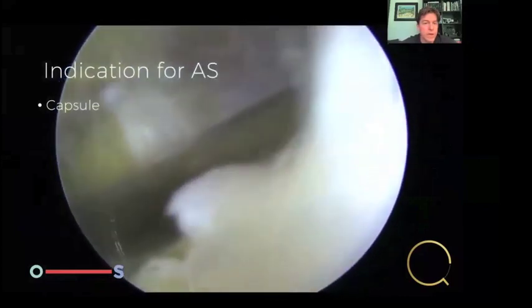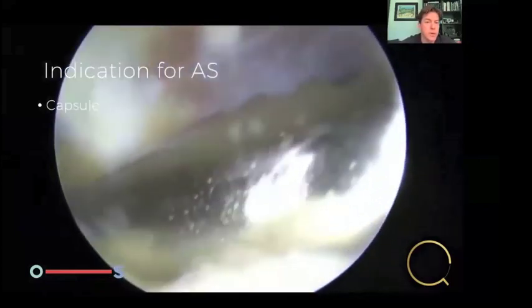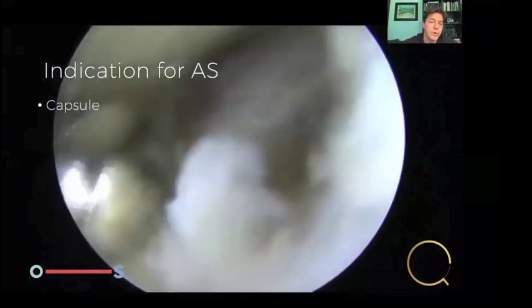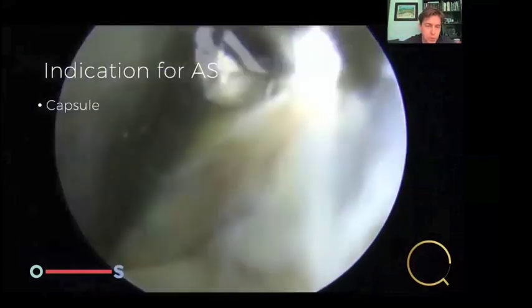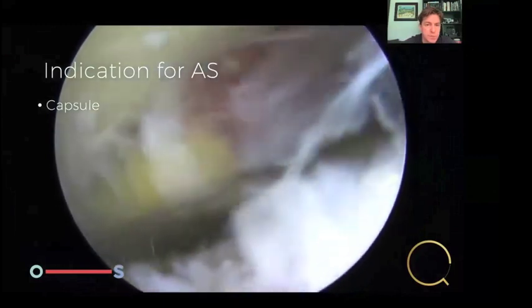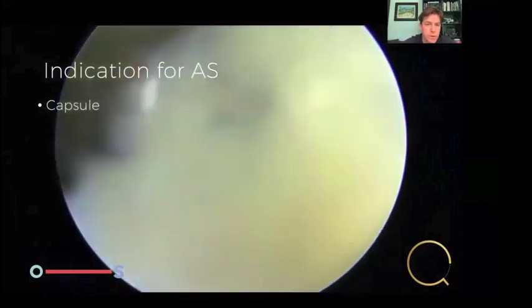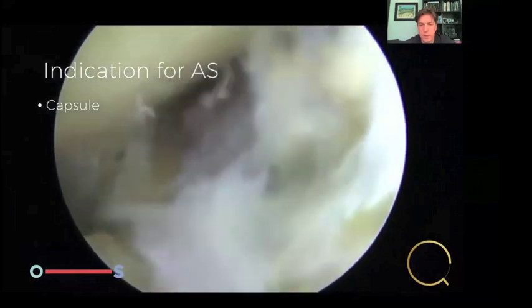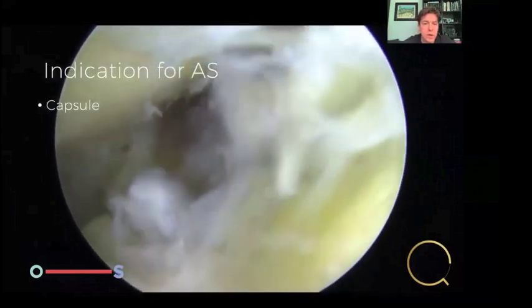And then finally, when you end up through the capsule, so you end up superior to the capsule, proximal to the capsule, then you can just simply slide away that capsule from the bone. And you see the brachialis and the extensor muscles shining through.